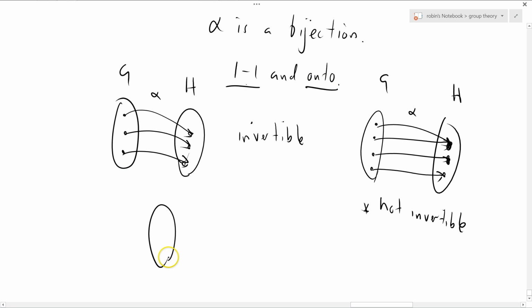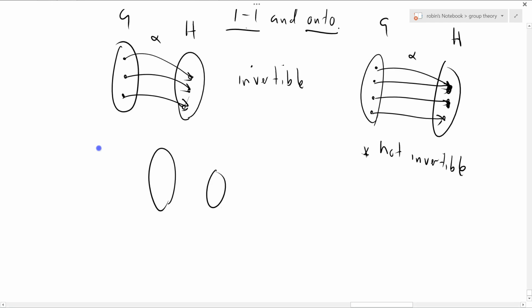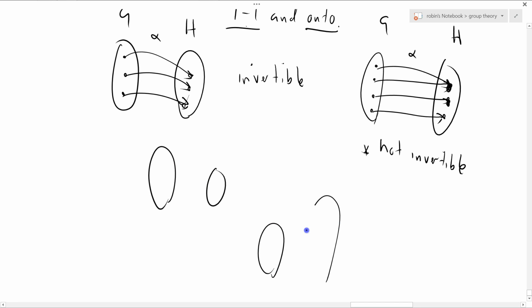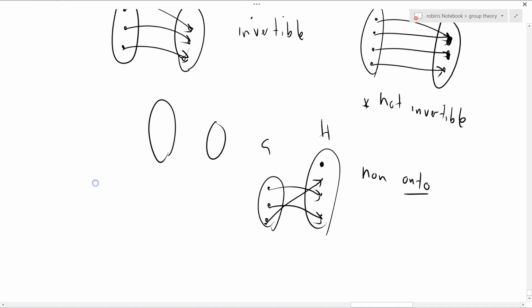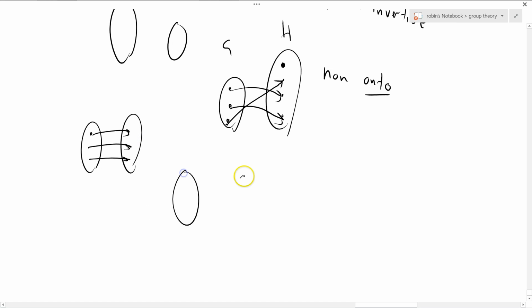And onto means you haven't got a situation like this. No, I've drawn that the wrong way around. Let's try that again. You've got a set G and a set H, and it might be one-to-one, might look like that, but this point hasn't come from anywhere, so it's not onto. But if it's both of them, if it's one-to-one and onto, then it just looks like this. The map might be more complicated, might go up and that might go down, they might cross over or something like that. But this is one-to-one and onto, which is called a bijection.